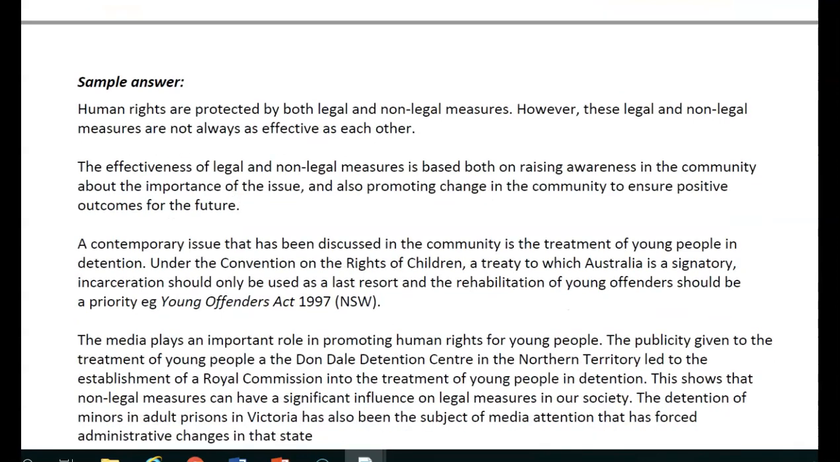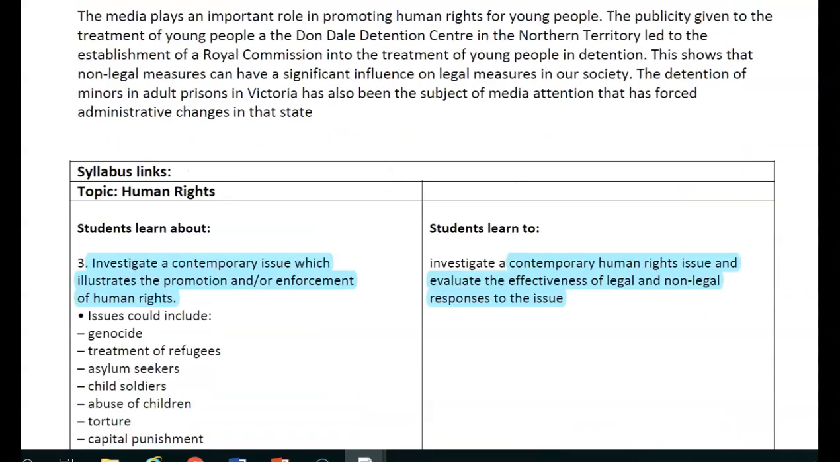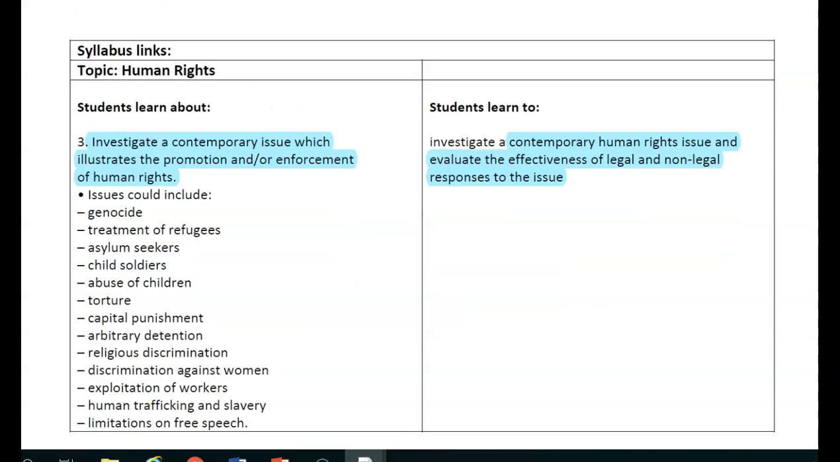I've provided the sample answer from the HSC marking criteria as well that students could read. I've made the connection to where it falls within the syllabus, because again, it's so important that students are using the syllabus to guide them in the way they're using their language and terminology and what content they're drawing on for their response.